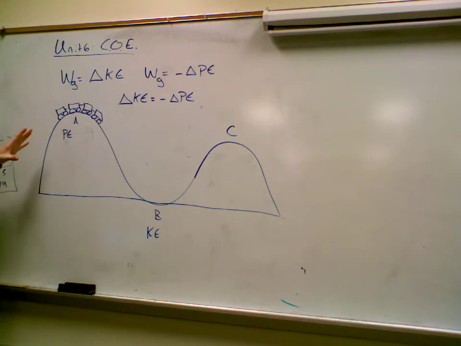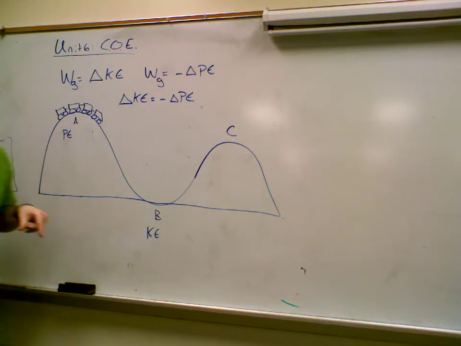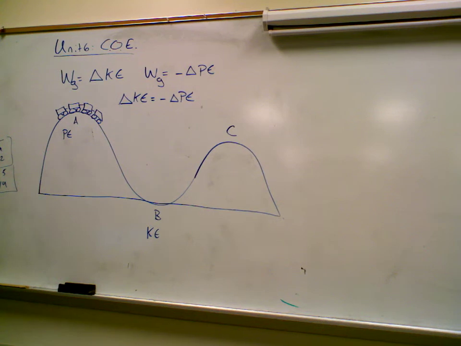So, I said at A and B, okay? At A, if our velocity is 0, right? Because usually roller coasters start by having a very small velocity. We can assume that velocity is 0. If the velocity is 0 at A, that means all of our energy is potential, right?